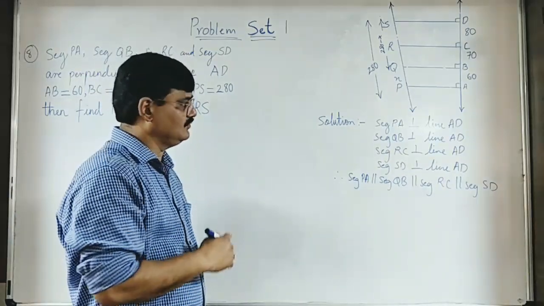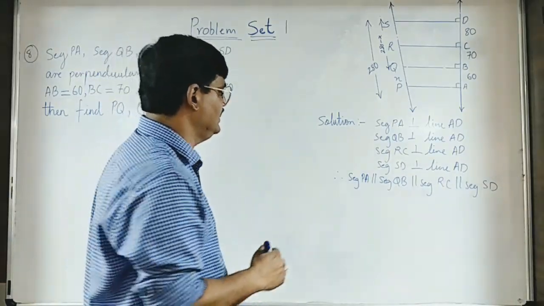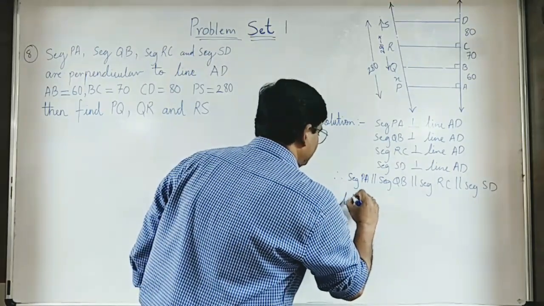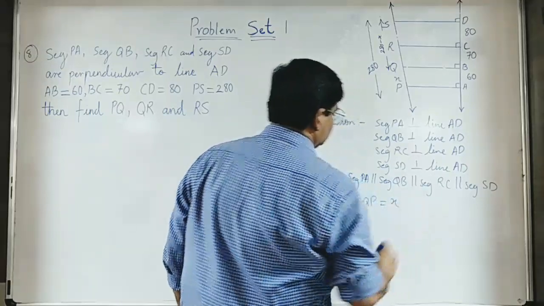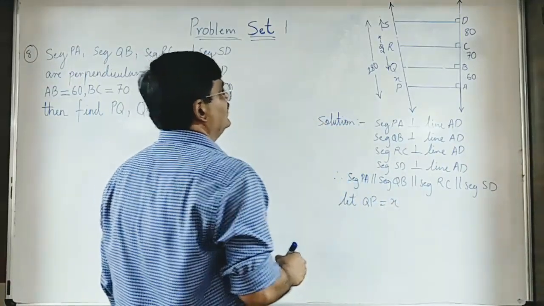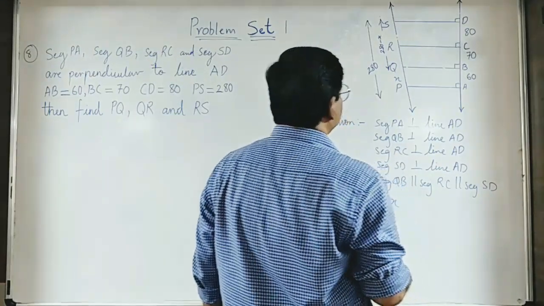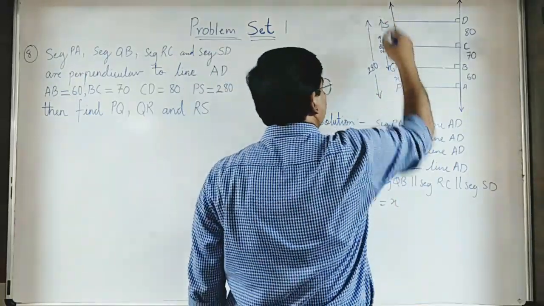So for that, what we have to do here? First of all, what I'm going to do here? Let QP be equal to X. If QP is X, so can I have over here in this case QS.